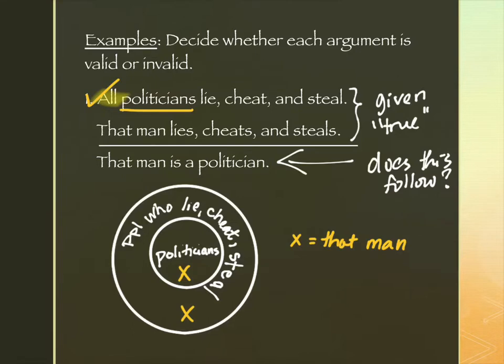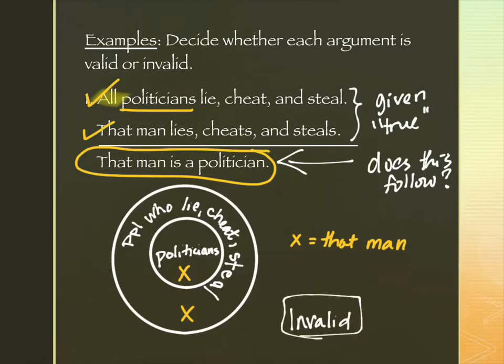He could be a politician who lies, cheats, and steals, or he could be somebody else who lies, cheats, and steals. We don't really know. All we know is that he lies, cheats, and steals. Does that make sense? Okay, so the question is then, after I create those two pieces, can I for sure say that that man is a politician? No. Could he be? Yes, but can I make the claim that I know for sure? No. So this would be considered an invalid argument.